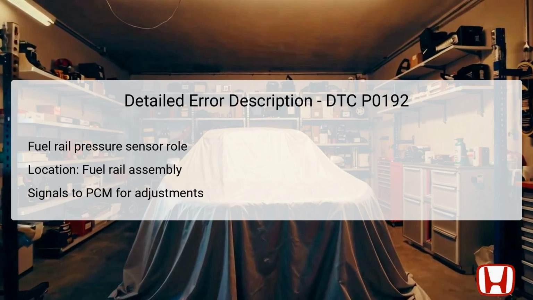When the voltage output from the sensor falls below a threshold of 0.31 volts for at least 1.5 seconds, the PCM identifies this as a malfunction, leading to the setting of the DTC P0192. Understanding the role of this sensor is crucial, as a proper diagnosis and repair depend on this fundamental knowledge of how the component interacts with the vehicle's fuel system and engine management operations.